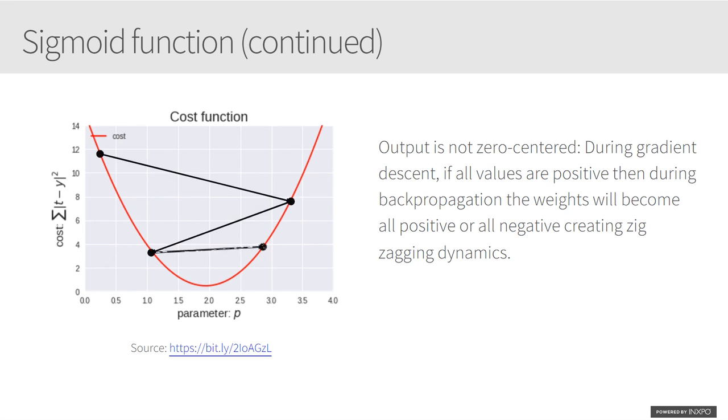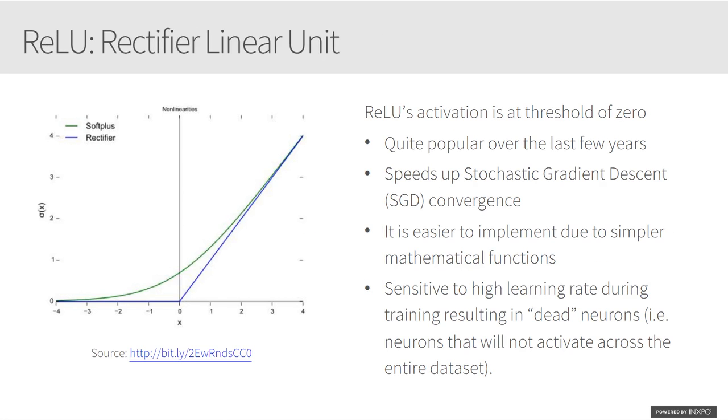And this is what we mean by zigzagging, right? In other words, if the output's not zero-centered, and when you're doing that gradient descent, if the values are way too high, basically what happens is it'll zigzag around, and it'll just jump around the actual cost function curve, and it'll actually miss the minimum altogether. And that's pretty bad, because then you can't get to a point where you have the least amount of error. Okay, and so that's why there's the concern with the sigmoid function.